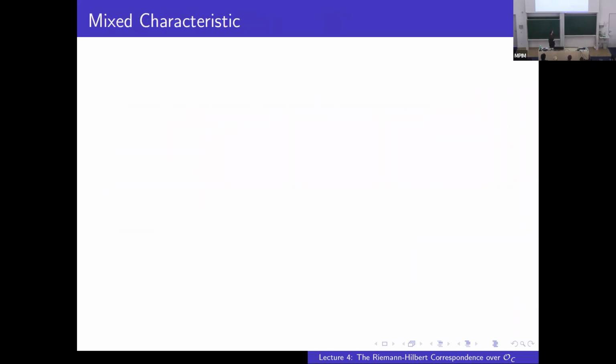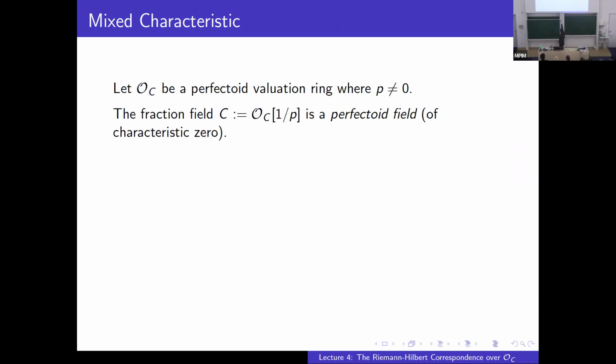But this is misleading. In mixed characteristic, the situation is actually much better. So I want to consider now the next simplest kind of perfectoid ring, which is a perfectoid valuation ring. And I'm going to assume that P is not equal to 0 in O_C. And so the fraction field that you get by taking O_C and inverting P is a perfectoid field of characteristic 0. Or that's just a definition of what it means to be a perfectoid field of characteristic 0.